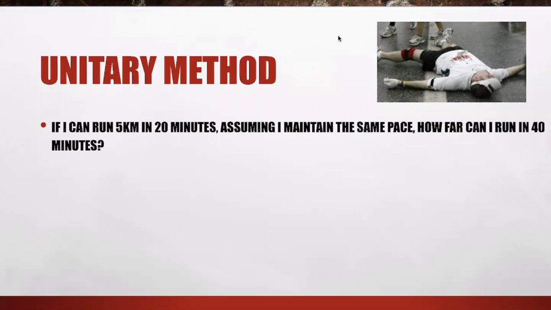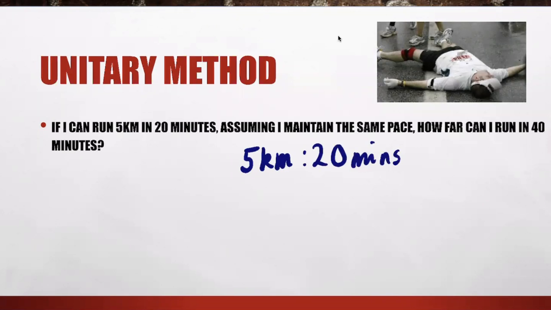We're going to do some unitary method stuff now. We've got a problem here about running. It says if I can run 5 kilometers in 20 minutes, assume I can maintain the same pace, how far can I run in 40 minutes? So standard procedure, write the ratio, 5 kilometers in 20 minutes.